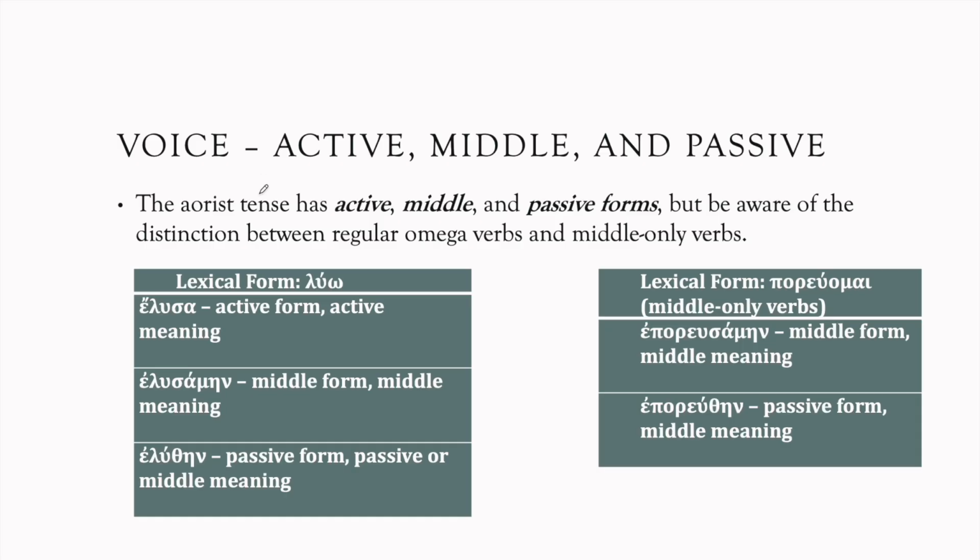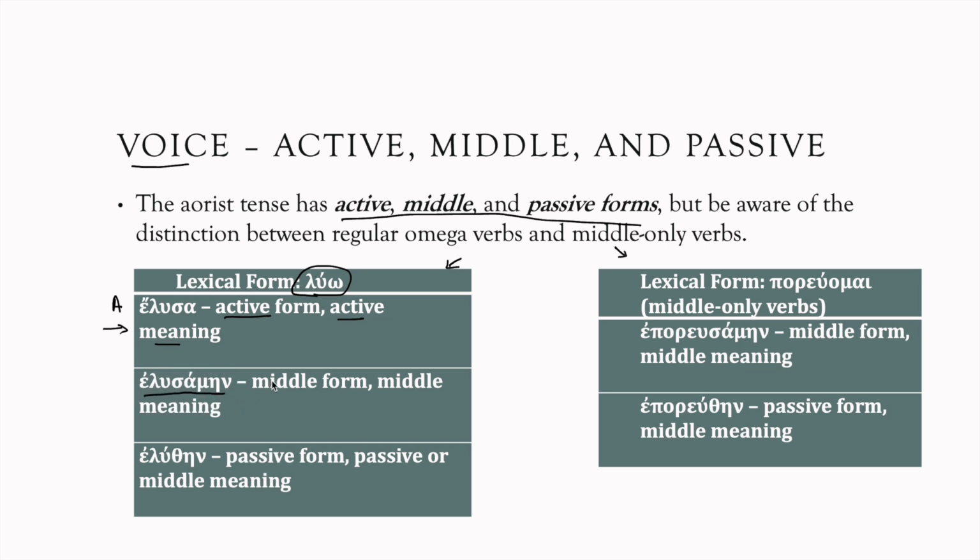Let's talk about voice and the aorist tense. The aorist tense has active, middle, and passive forms. But note the distinction between what I would say regular omega verbs and middle only. So, eluo, our paradigm verb. Elusa, this is the active meaning. It's the active form and has active meaning.